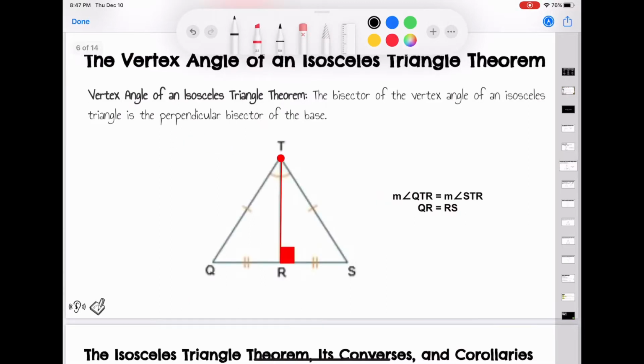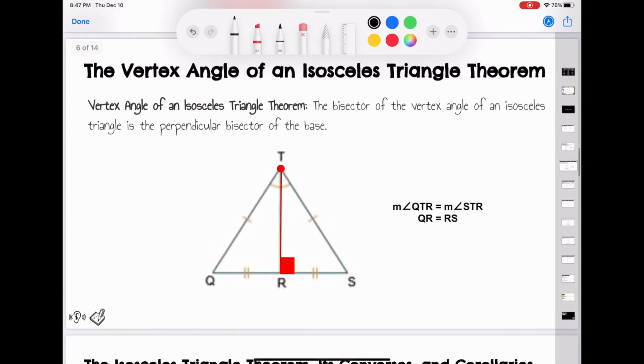Let's go ahead and move on. Now we're going to look at the vertex angle of an isosceles triangle theorem. The vertex angle of an isosceles triangle theorem states that the bisector of the vertex angle of an isosceles triangle is perpendicular to the base.